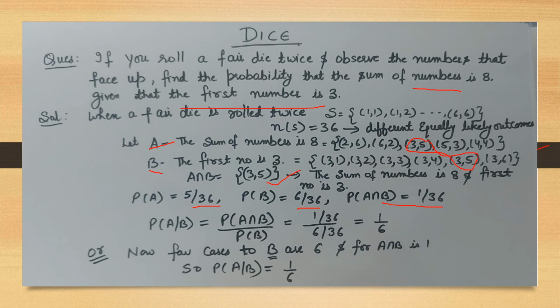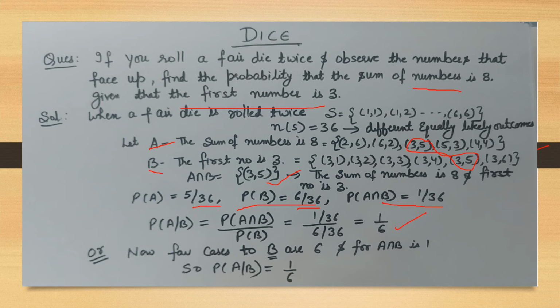So the probability of A under B is the probability of A intersection B divided by the probability of B, provided that the probability of B is not equal to 0. The probability of A intersection B is 1 by 36 and the probability of B is 6 by 36. So the answer is 1 by 6. As we discussed, the other method can also be used here. In that way also we can go for this question.